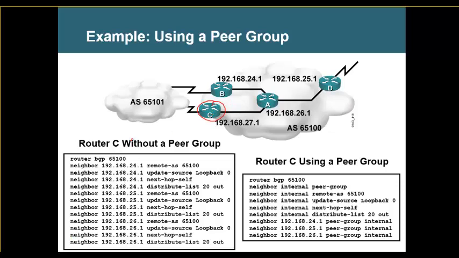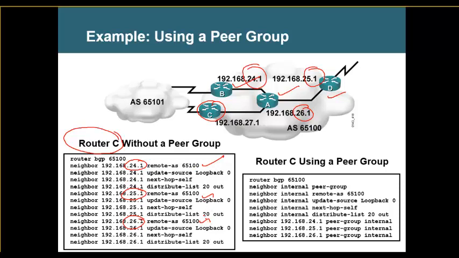Router C is shown here as an example, which has three neighbors, B, A, and D. Likewise, A has got C, B, and D. And D has got A, B, and C. B has got C, A, and D. So you got three neighbors, no? For all these three neighbors, the configuration is the same, you see. This is 24.1. Who is this? B. 25.1. D. 26.1. A.